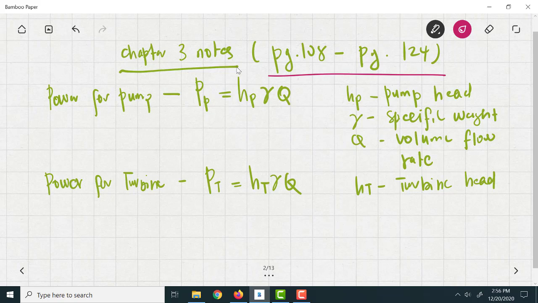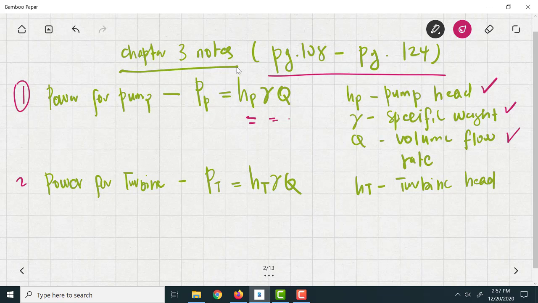until 124. In these pages we will be looking at the equation for power for pump. What is the equation for power for a pump? To find the power for a pump, you need HP, gamma, and Q. P stands for power, and the small p is pump, equal to HP gamma Q. HP is the pump head, gamma is the specific weight, and Q is the flow rate.